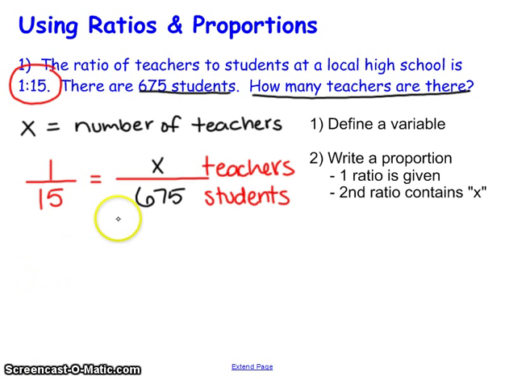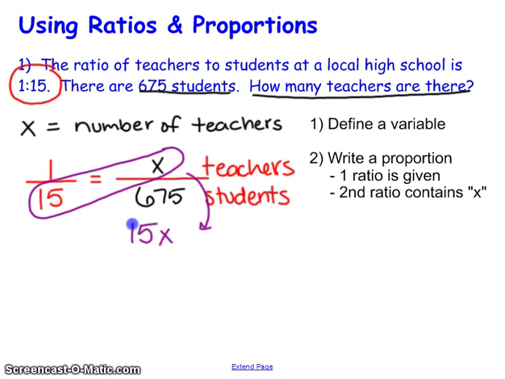Now that we have a proportion, which should have x in one place and numbers in the other, our next task is going to be to solve. And to solve a proportion, we do something called cross-multiplying, which means we multiply the numbers or variables on the diagonals of the proportion. So we're going to multiply 15 times x, and that's going to go on one side of the equation. Here's 15x. And we're going to multiply 675 by 1, and that's going to go on the other side of the equation.